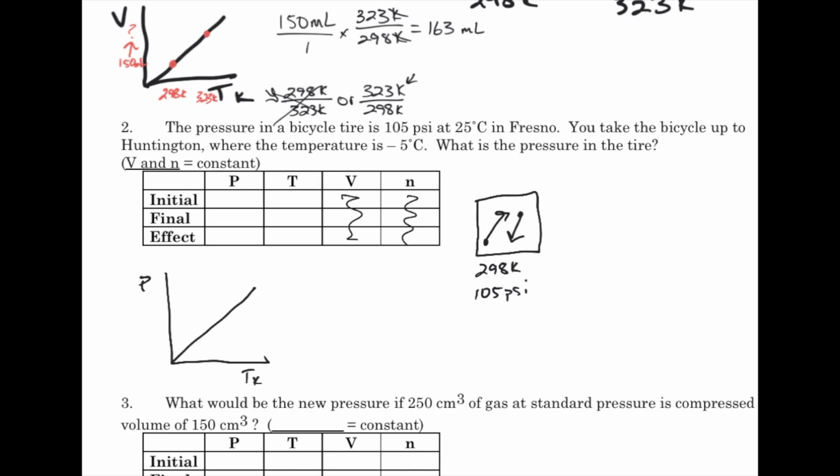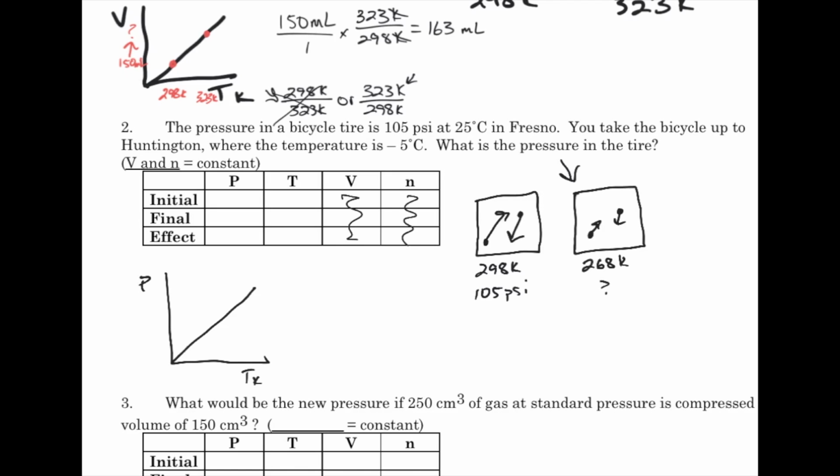Okay. We have a constant volume and constant number of particles, and what we do know is that the temperature is going down to 268 Kelvin. We don't know what the pressure will be, so we know there are a couple of things you could look at, right? According to this particle diagram right here, it shows that the pressure is going to decrease, right? So let's go ahead and fill out our table, and we'll look at it on the graph as well.